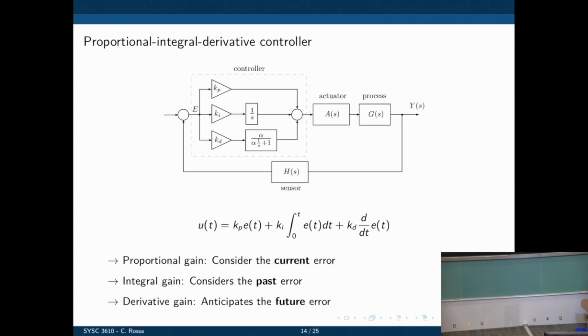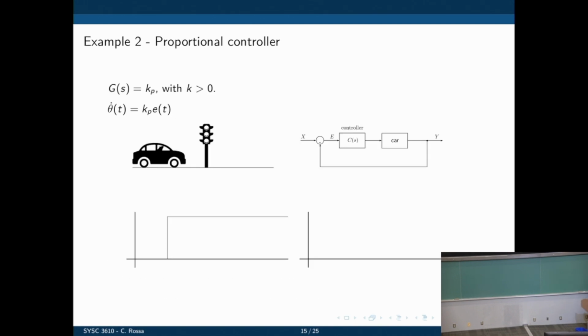Any questions? No? Okay, so just to make sure that this is actually clear, let's do another example.